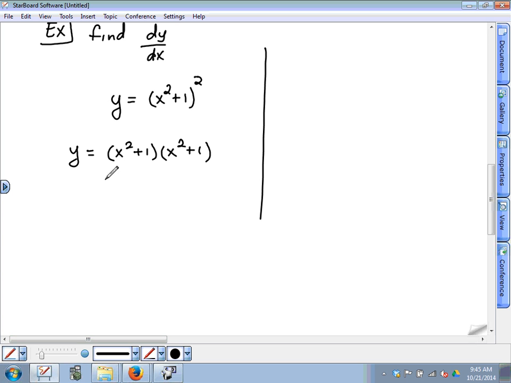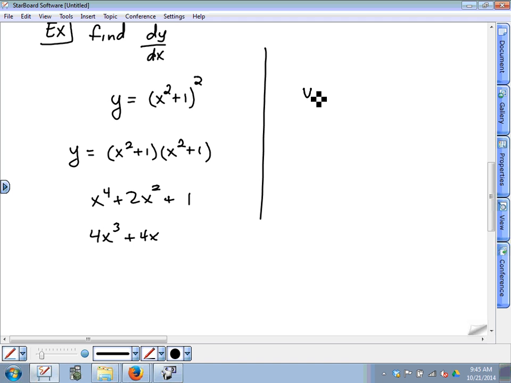What about this though? What if you multiplied this together to get x to the 4th plus 2x squared plus 1? Isn't that what you get multiplied together? And then you could have just found the derivative of this using the power rule. This would have been 4x to the 3rd plus 4x. That might have been what you would have done before the chain rule, but let's use the chain rule now.